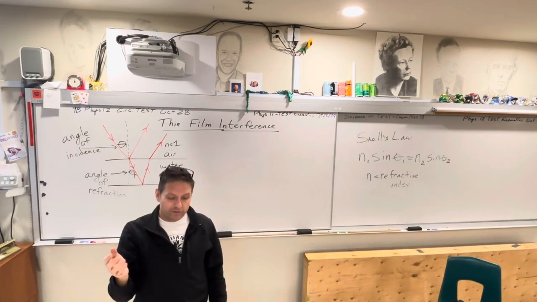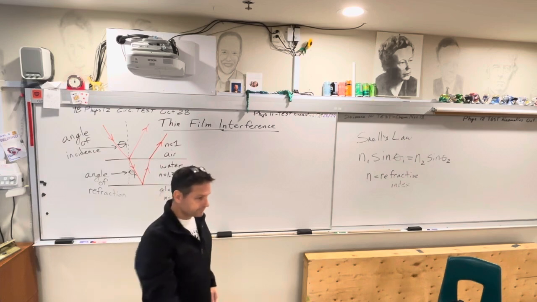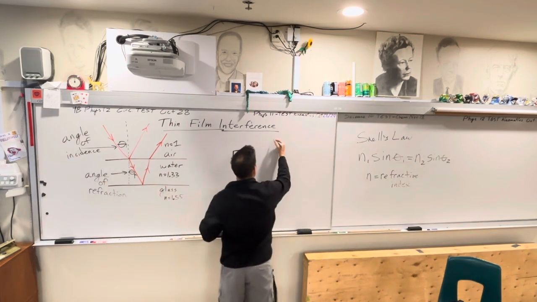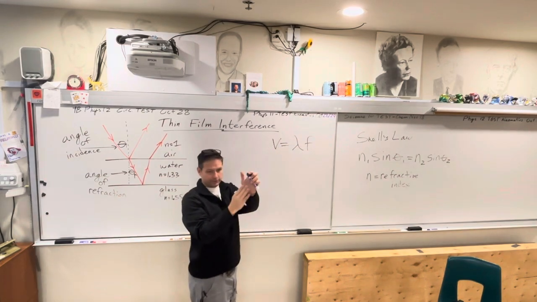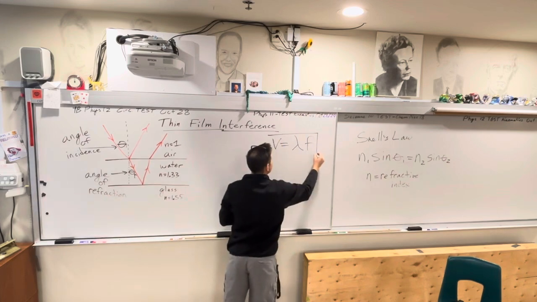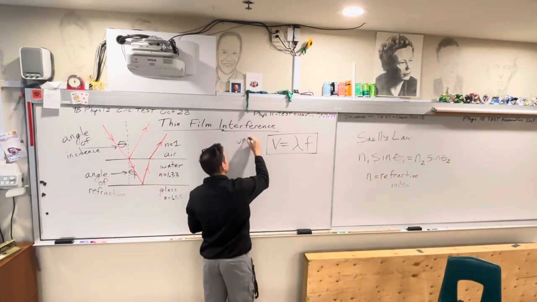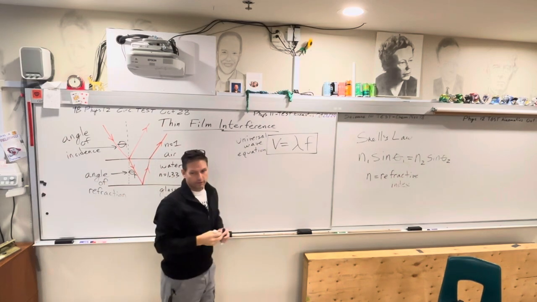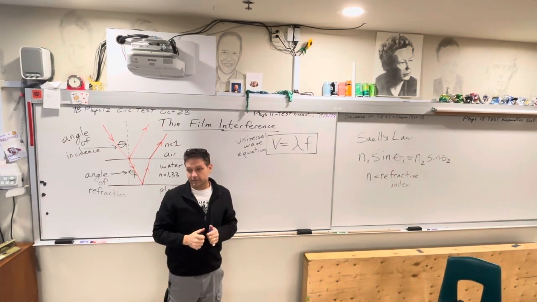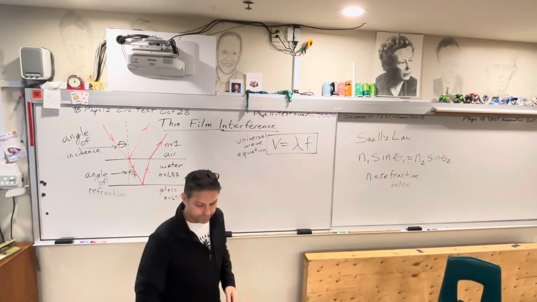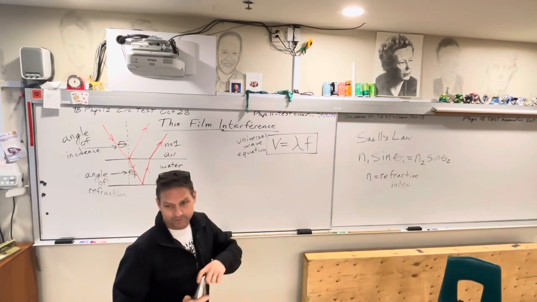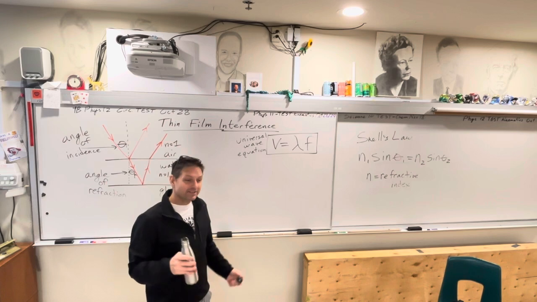You know the universal wave equation? v equals lambda f. Let's give Sufi a golf clap. This is the universal wave equation. What does this work for? Only light? Waves. Any wave. And light is a wave. Right? No matter what Einstein says. We don't know if it's a wave, but it acts like a wave a lot of the time.